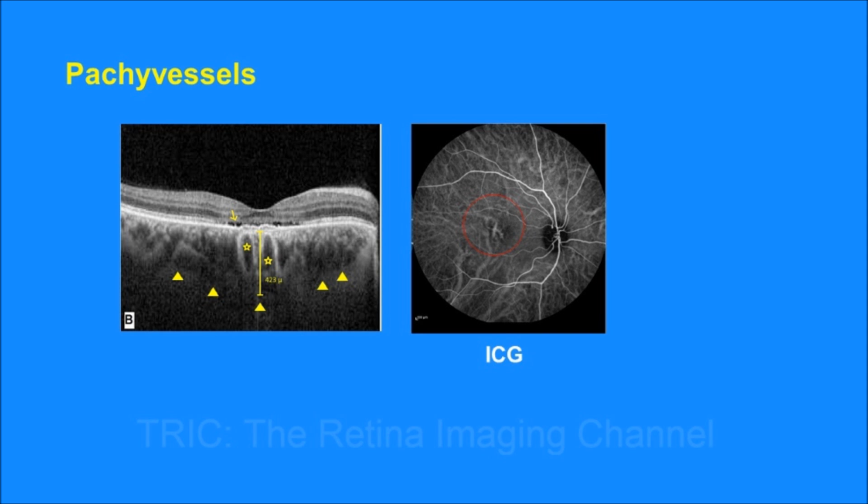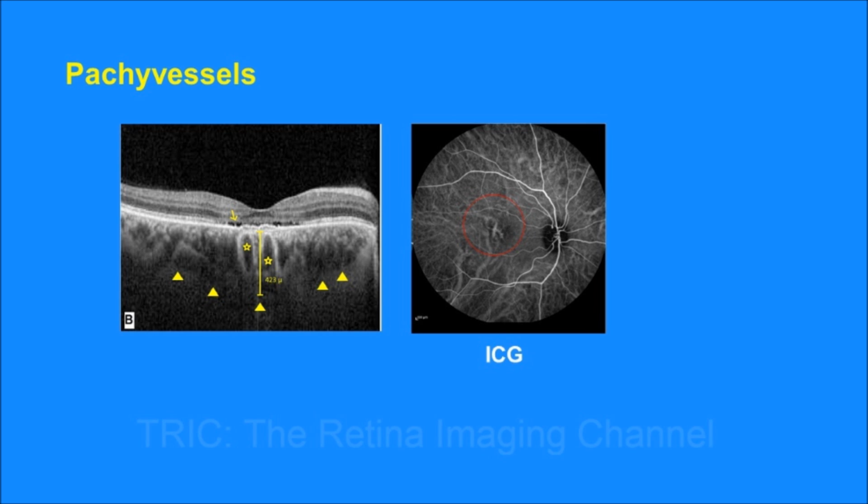Pachyvessels are characterized by dilated Haller's layer and attenuated satellites and choriocapillaris layer. This is how pachyvessel looks like. Here the choroidal thickness is 423 micron and we can see sclerochoroid junction marked with yellow triangles. Dilated Haller layer vessels or pachyvessels are marked by stars beneath the fovea. The other features of pachyvessel is that they cross the fovea without tapering as seen on ICGA. Normal choroidal vessels would have tapered off at the fovea.